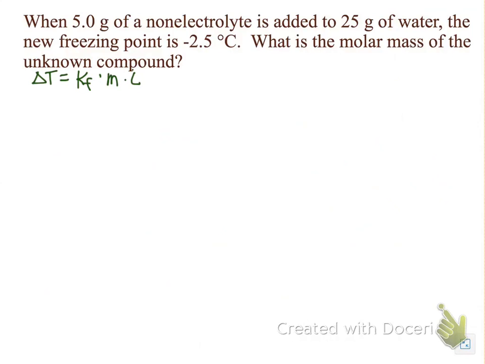Alright, so here we are asked, when 5 grams of a non-electrolyte is added to 25 grams of water, the new freezing point is minus 2.5 degrees C, and we want to know the molar mass of the unknown compound. So I think the easiest thing to do is to write the equation for freezing point depression, because we know we're looking at a new freezing point, and see what information we have and what might lead us to get to molar mass. So here's the equation. Let's put in what we know.